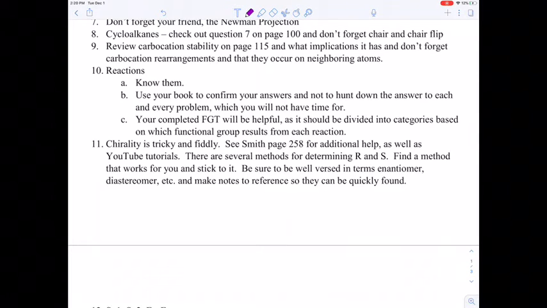There are several methods to determine R and S. Choose one of them. They all work. Choose one that makes sense to you and stick to it and make sure you know how to do it. Be sure to be well versed in terms like enantiomer, diastereomer, so on. Those terms, conformers, and all those other things, those are good ones to just have a note card of handy so that you don't have to go hunting for those definitions. Have that ready to go so you can use it right away.